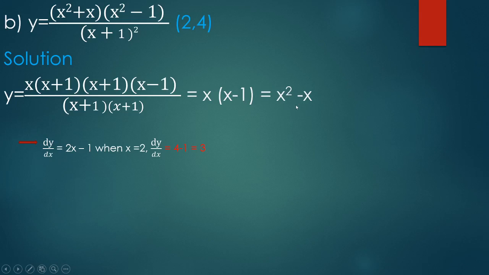Now we are able to differentiate this one. If you differentiate this one, it becomes 2x, because 2 minus 1 is 1, so we shall have 2x minus 1. We shall have 2x minus 1 at the point (2, 4). So that means x is 2. Wherever we have an x, we put 2. So 2 times 2 is 4, minus 1 is 3. So the gradient at this point is 3.